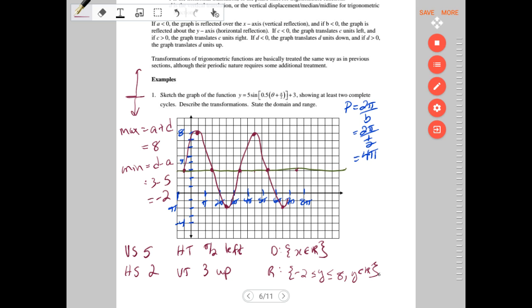And we'll connect the dots with a nice smooth curve. Oh, no, that one doesn't turn out too bad, actually. Okay, awesome. So there is our graph. All right, a couple more examples on this section.